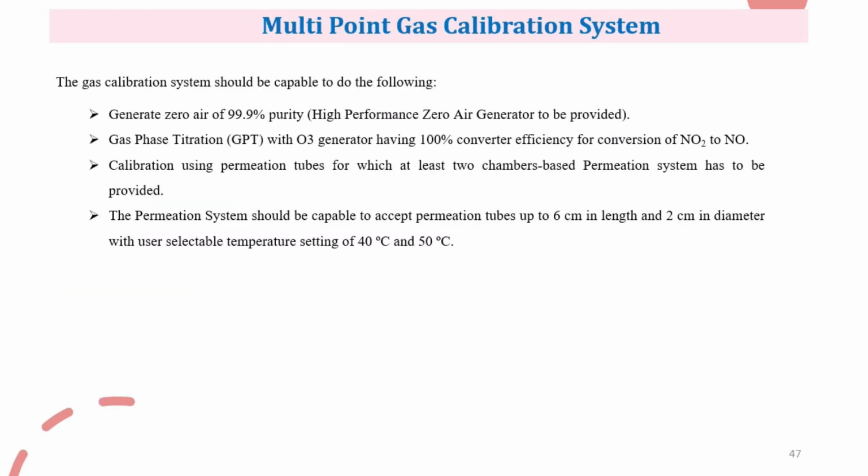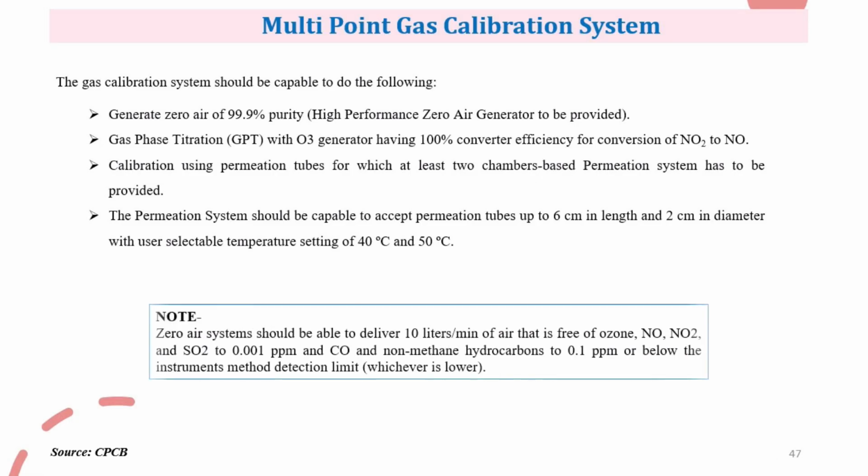The multi-point gas calibration system is designed to ensure our gas analyzers are calibrated accurately. It has a high-performance zero-air generator that produces ultra-pure air free from contaminants. This system also includes an ozone generator for precise gas phase titration and a special 2-chamber system that can accept permeation tubes for flexible calibration options.